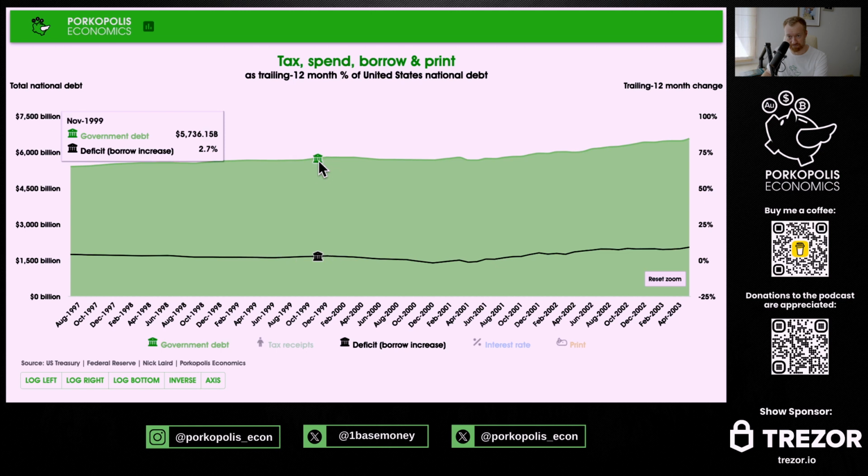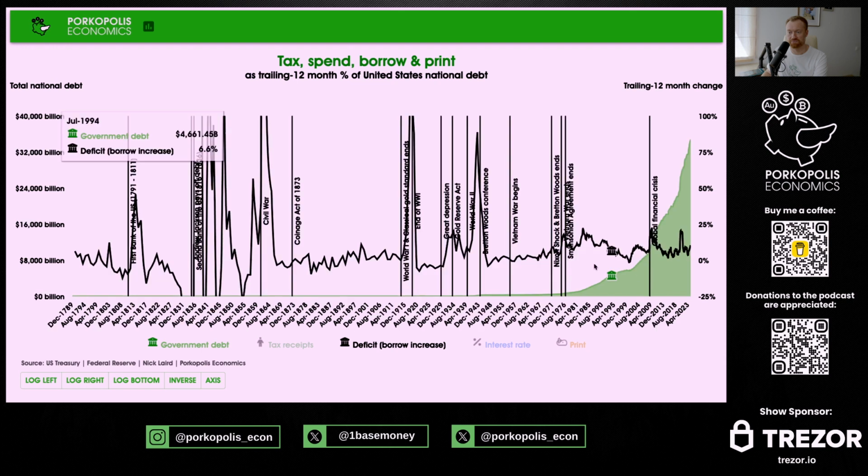So instead of going up 2-3% a year, the deficit turns into a surplus. You take the debt down 1%, 2%, 0.7% per year on a trailing 12-month basis. Okay, that's what a balanced budget looks like in the context of the rest of it.